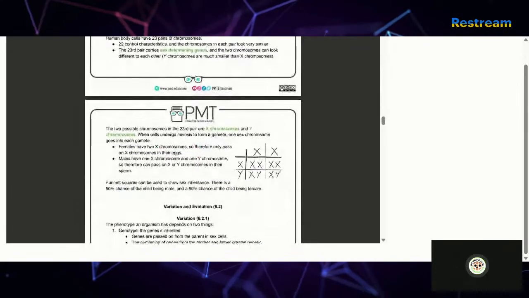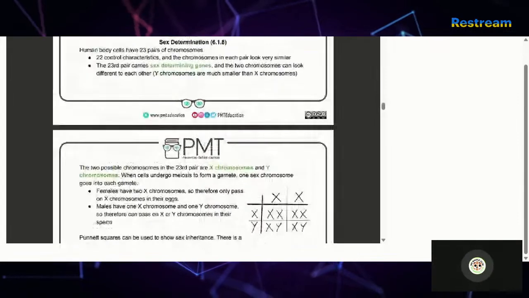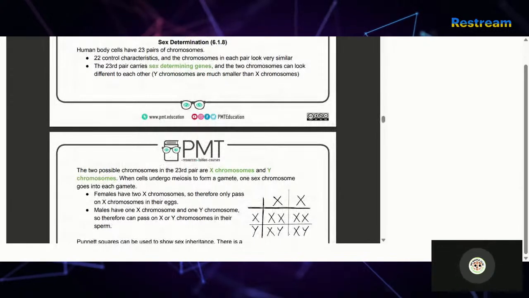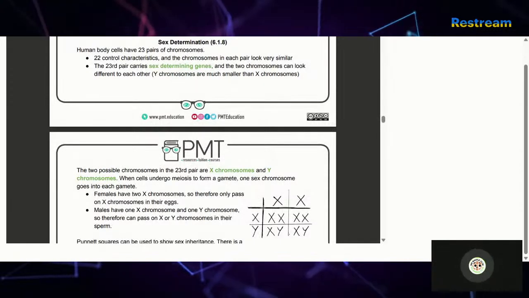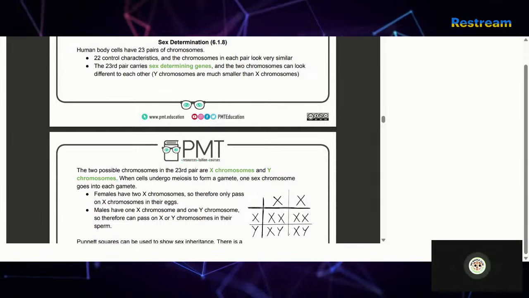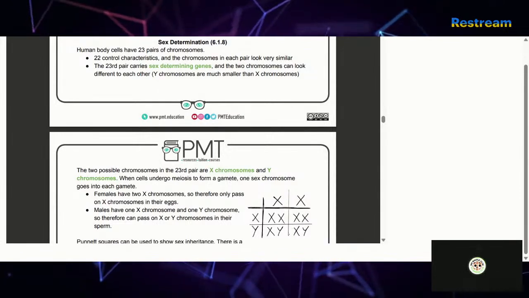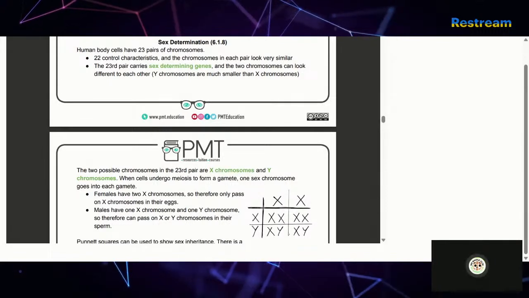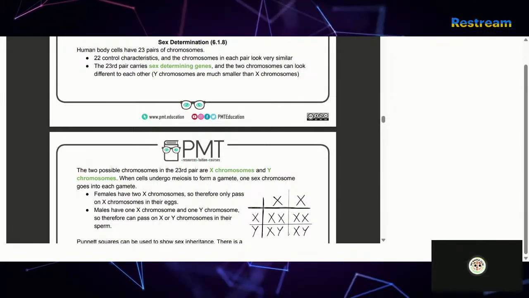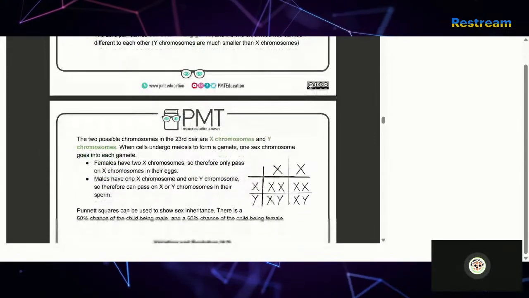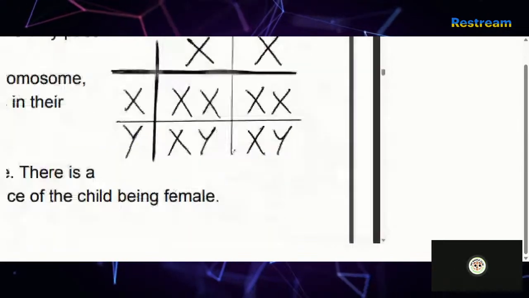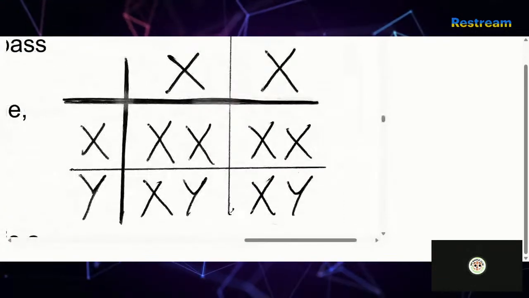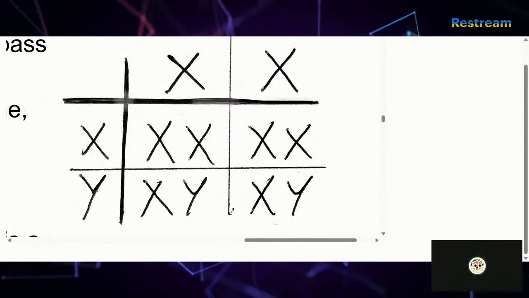Okay, sex determination, the 23rd pair. The 22nd pair are all matched pairs, whereas the 23rd pair is different. It depends on whether you have X and Y chromosomes, or two X chromosomes. So you have the Punnett square, which can be seen here, and it produces exactly a 50% chance of you being male and a 50% chance of you being female. So it all depends.